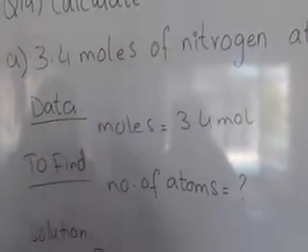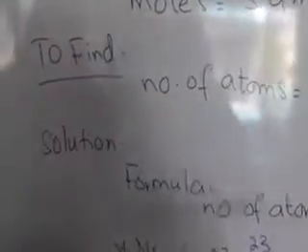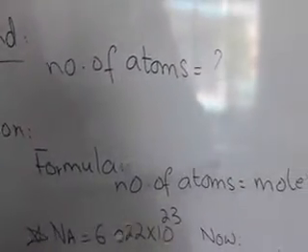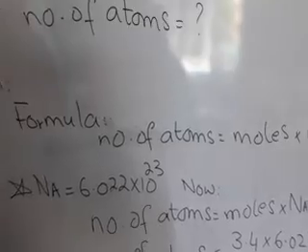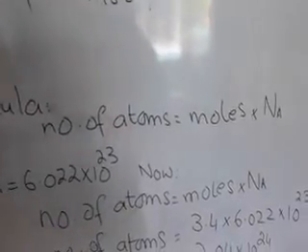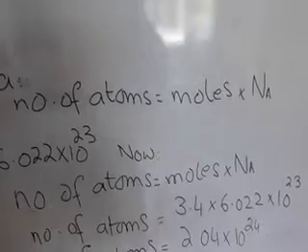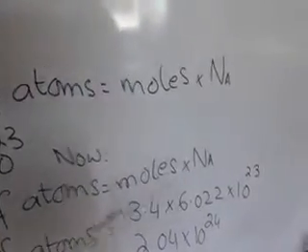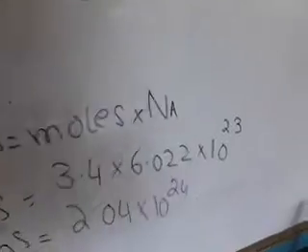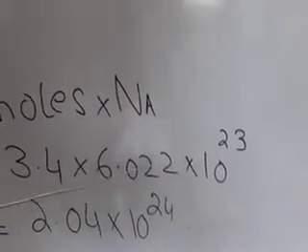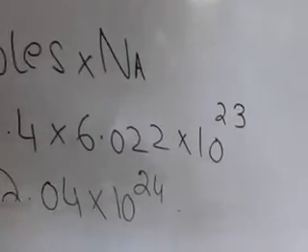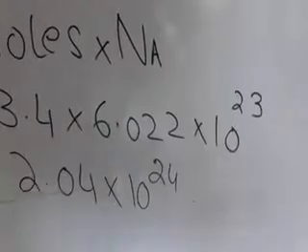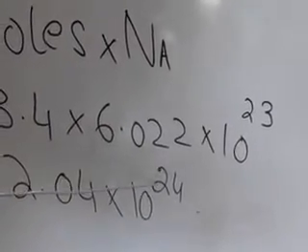Coming to the solution, the formula is the same formula which we are using for the number of particles, here atoms: moles into Na, Avogadro's number, which is 6.022 into 10 raised to power 23. Placing the given values in the formula, number of atoms is equal to moles 3.4 into Avogadro's number 6.022 into 10 raised to power 23. Multiplying the values, we'll get our answer, 2.04 into 10 raised to power 24, which is the number of atoms for the given part.